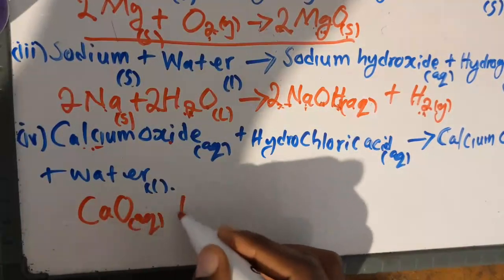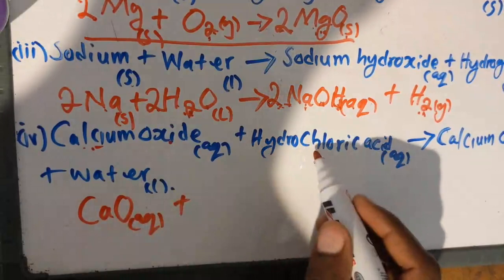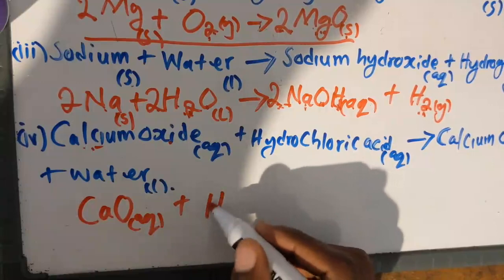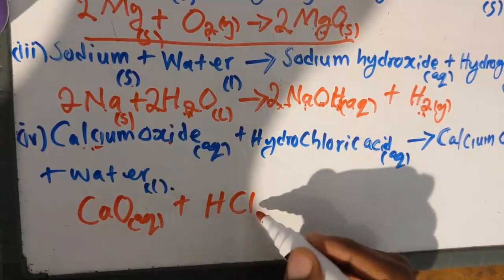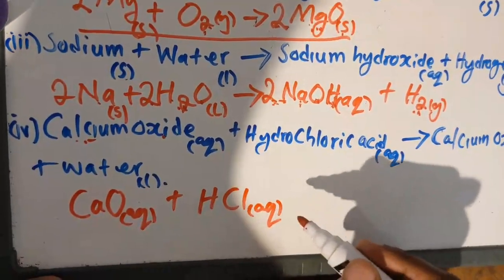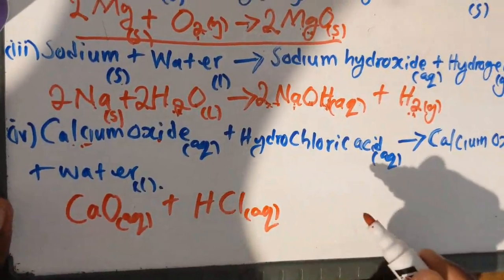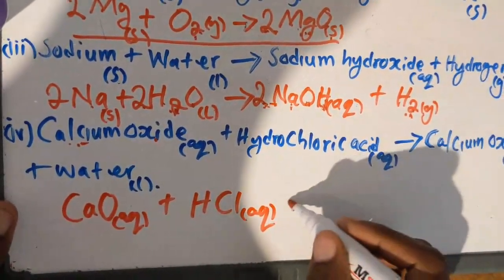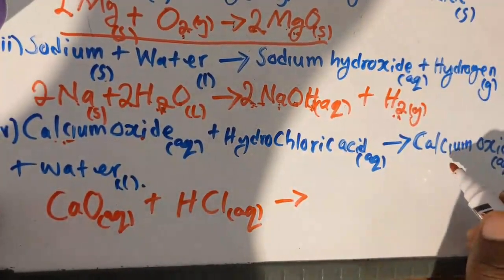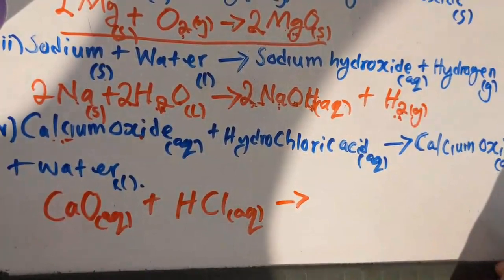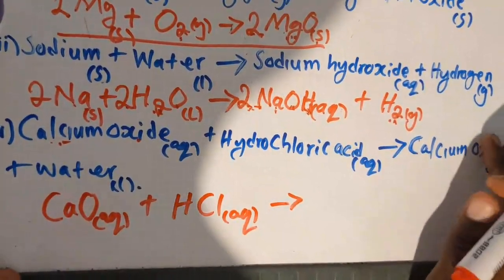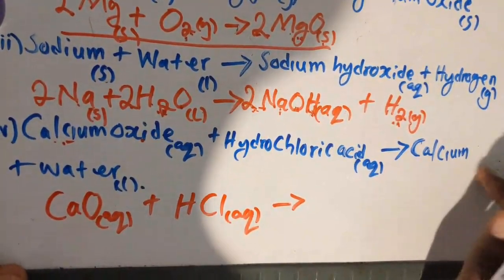Okay, then plus, what do we have here? We have hydrochloric acid. So you need to know how to write hydrochloric acid, which is just like this, hydrochloric acid, like that. And an acid is supposed to be in aqueous state. This is actually a strong acid, so it will give us what? It is giving us here, calcium oxide. So this is actually supposed to be calcium chloride.